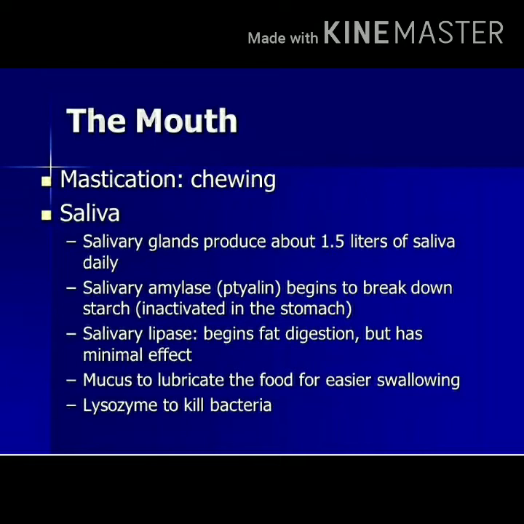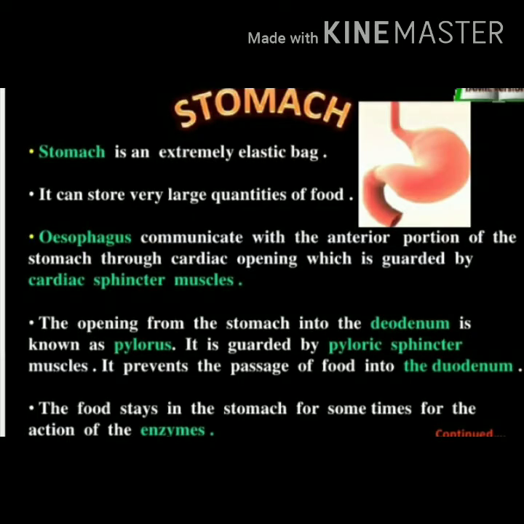Our next is the esophagus and pharynx. There is no mechanical or chemical digestion in the pharynx or esophagus. They only function to pass the food from the buccal cavity to the stomach. No enzymes are secreted in the esophagus, so there is no chemical or mechanical digestion in the esophagus. And next is the stomach, which is an elastic bag.